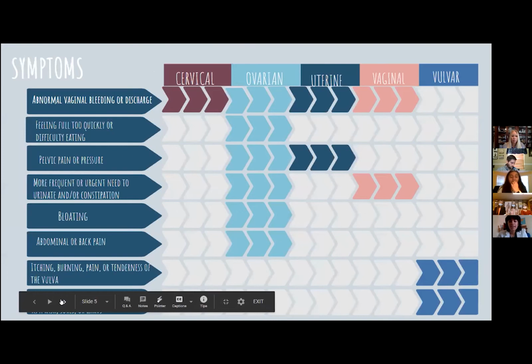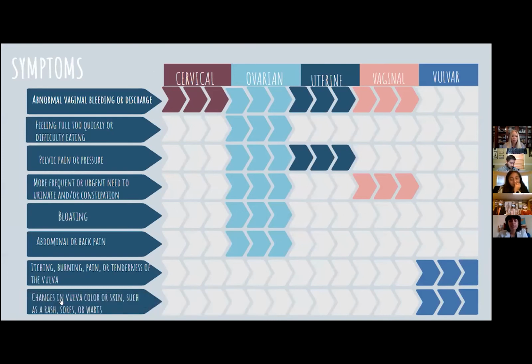So ovarian cancer can exhibit abnormal vaginal bleeding or discharge, as well as feeling full too quickly or difficulty eating, pelvic pain or pressure, a more frequent urge to urinate, or having constipation, bloating, and back pain. And because ovarian cancer has symptoms that are similar to other cancers, we compiled this chart so that you could distinguish between the symptoms of the other gynecological cancers.